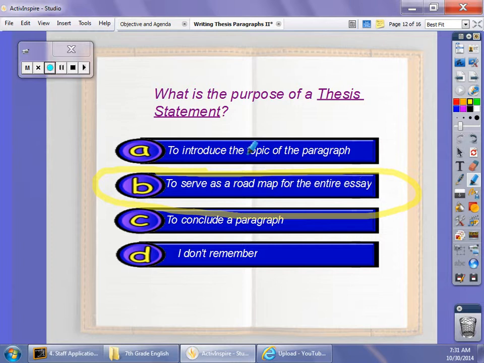It's not just introducing the topic of one paragraph, it's introducing the topic and serving as a roadmap or organizational strategy for the entire essay. Now, even though the thesis statement is at the end of the introduction, it is not concluding the paragraph. So let's take a look at an example.